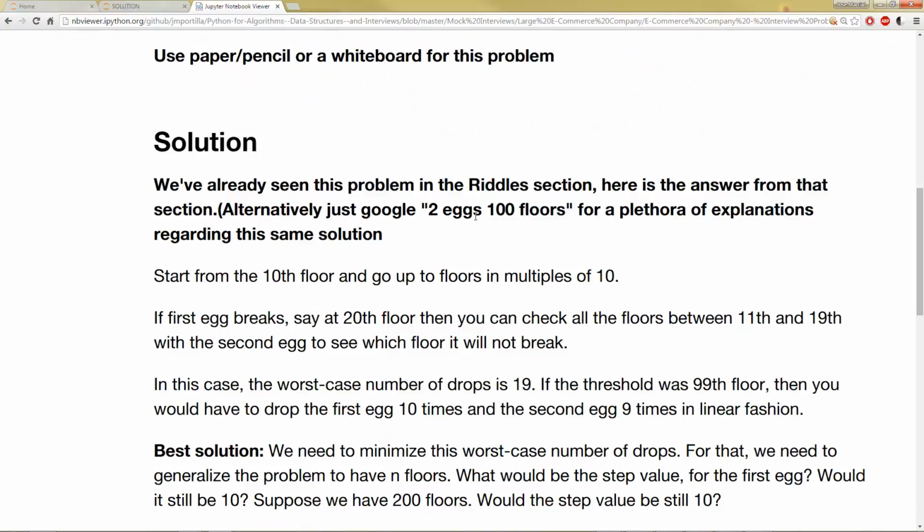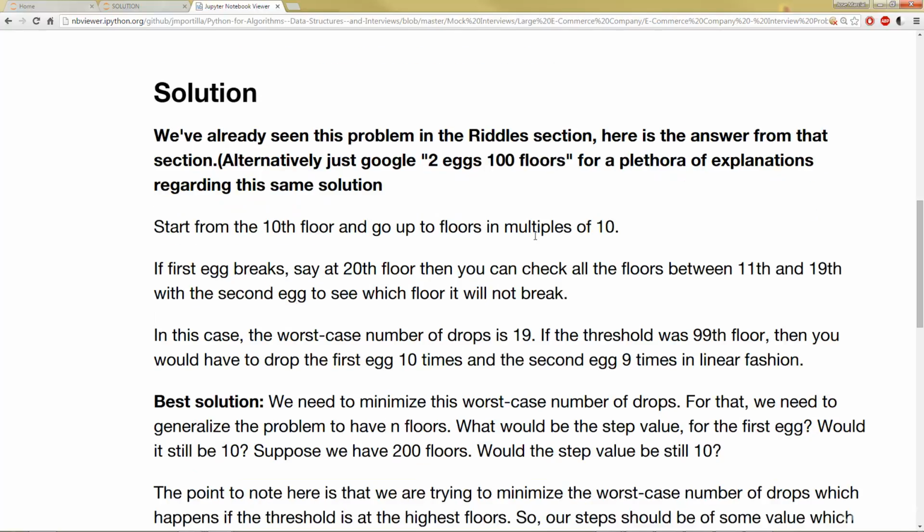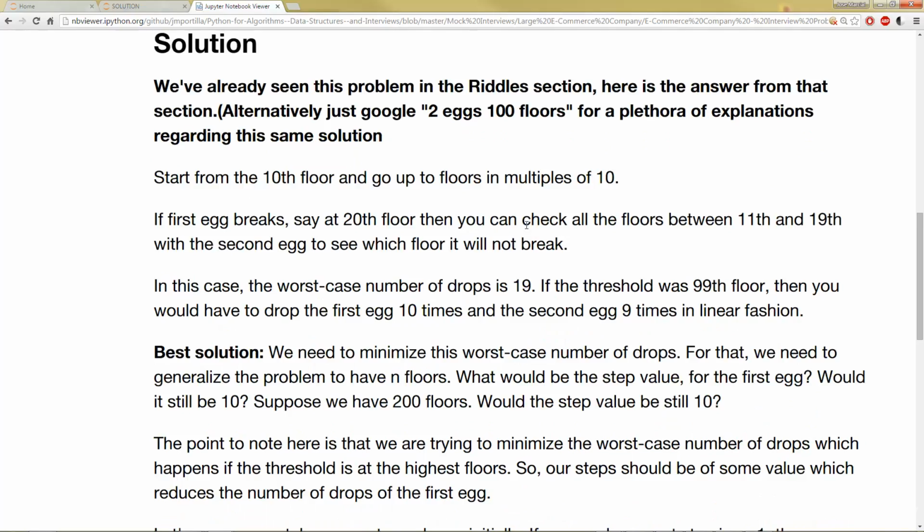So if you don't understand the solution, there's tons of different explanations online. You can just Google 2 eggs, 100 floors, and they'll basically go over different ways of showing you this same solution. But let's go ahead and get a basic idea of how we can go about this logically.